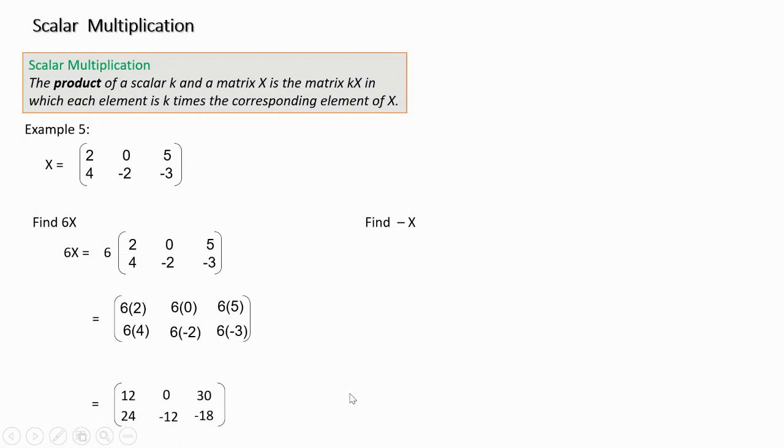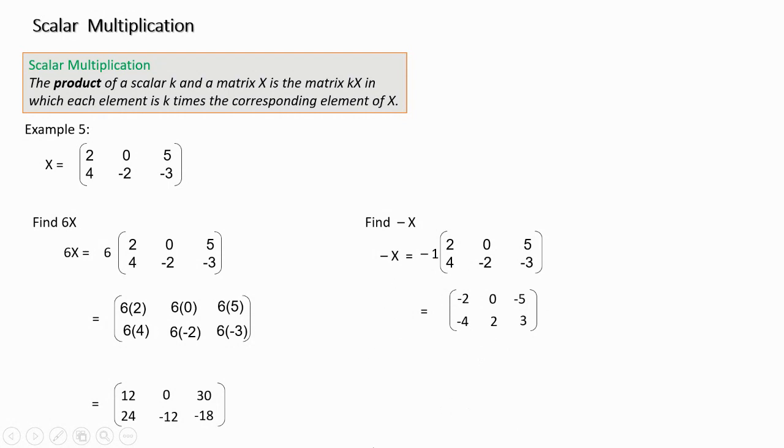Find negative X. Negative X is the same thing as negative 1 times matrix X, right? So we're just going to multiply negative 1 times every element in the matrix. So negative 1 times 2 is negative 2. Negative 1 times 0 will give us 0. Negative 1 times 5 will give us negative 5. Negative 1 times 4 will give us negative 4. Negative 1 times negative 2 will give us a positive 2. And negative 1 times negative 3 will give us a positive 3.